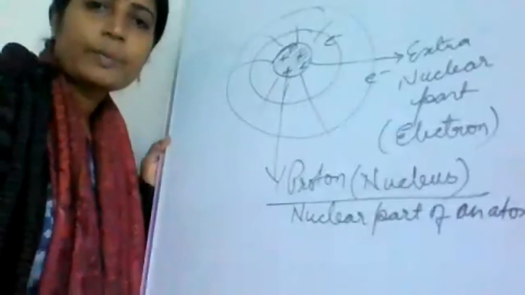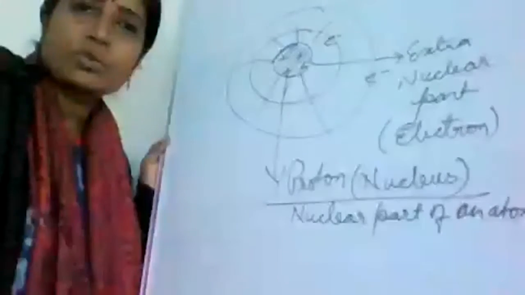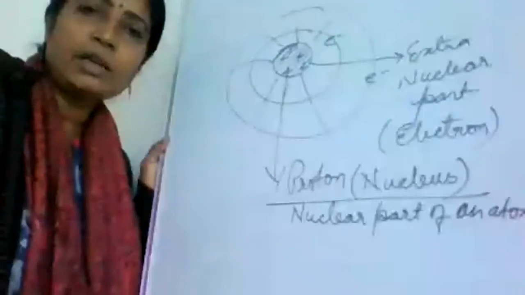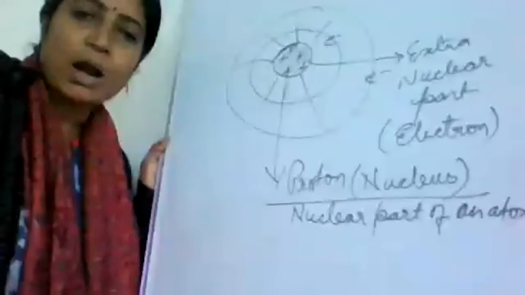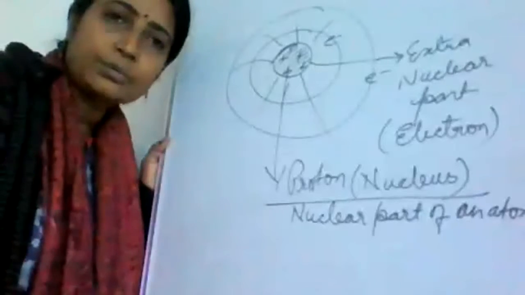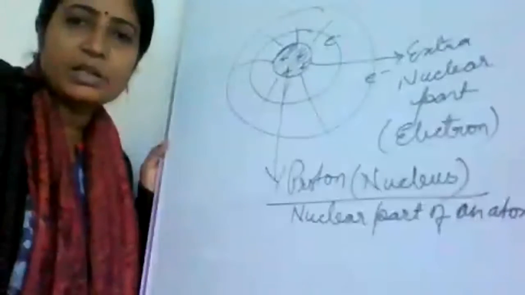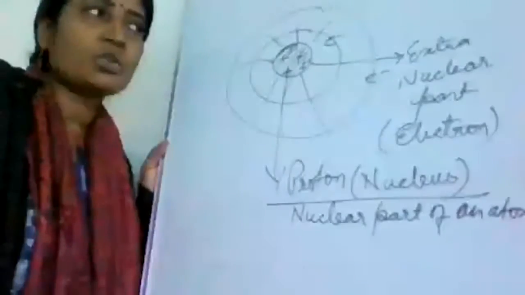The nuclear part of the atom, where the proton is present, is called the nucleus. When the atom is divided, it has two parts: the extra nuclear part and the nuclear part. In the nuclear part, the proton is present, and where the proton is present is called the nucleus. The electron is present in the extra nuclear part.